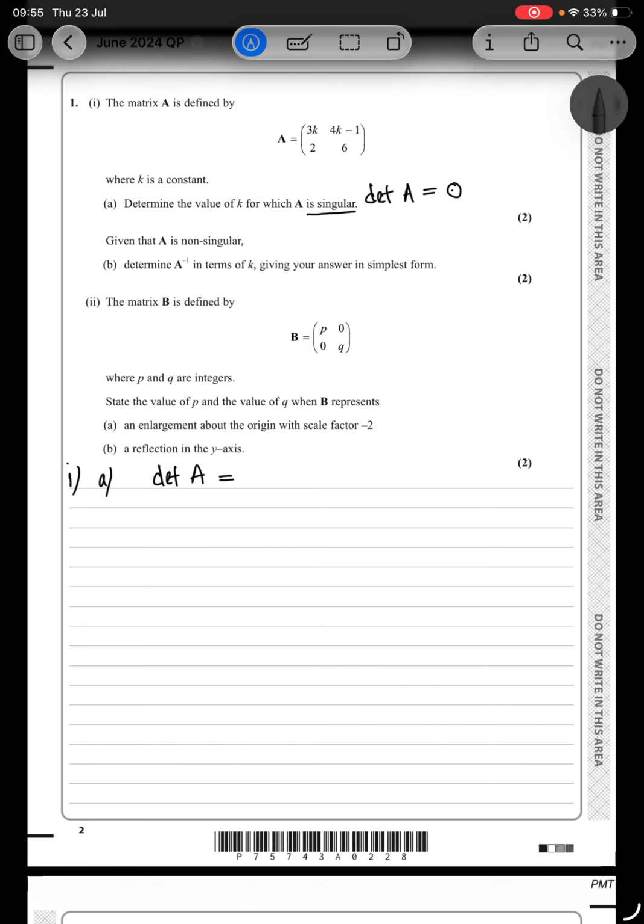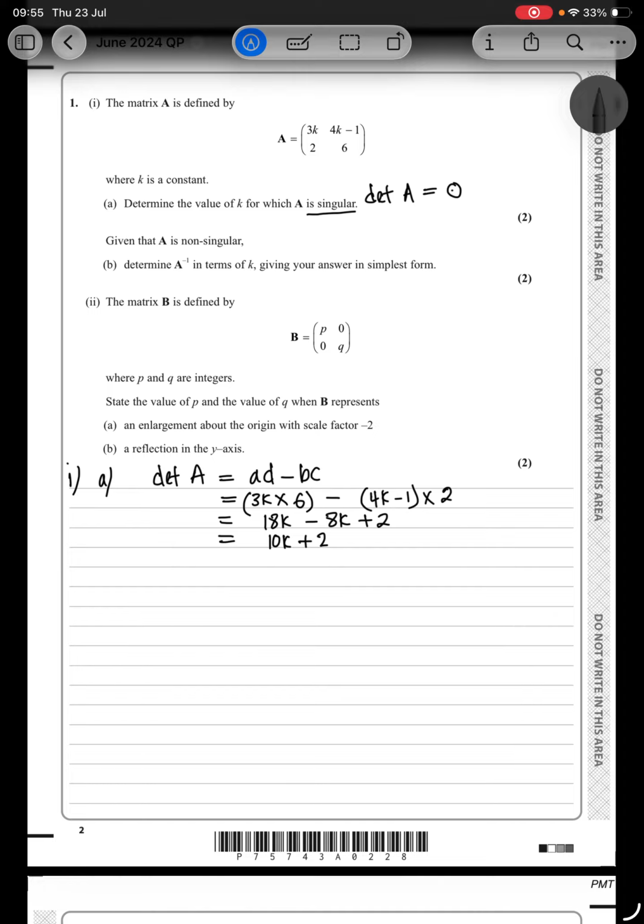So we find the determinant of a 2 by 2 matrix by the equation AD minus BC. So A is 3K and D is 6, minus B is 4K minus 1 times C is 2. 6 into 3K is 18K, minus 2 into 4K is 8K, minus 2 into minus 1 is plus 2, 18K minus 8K, 10K plus 2.